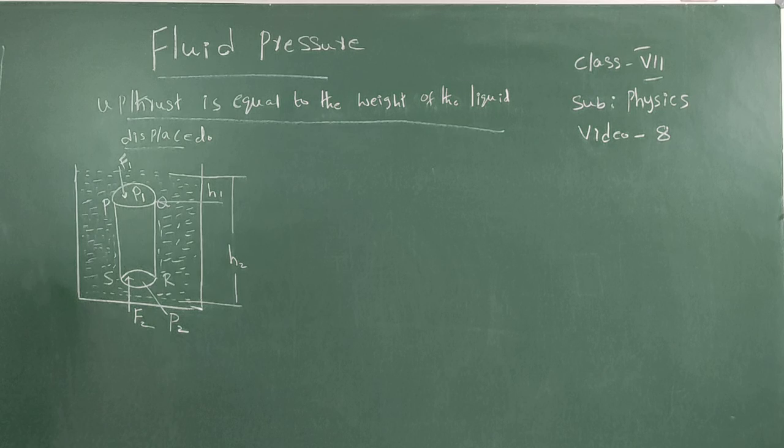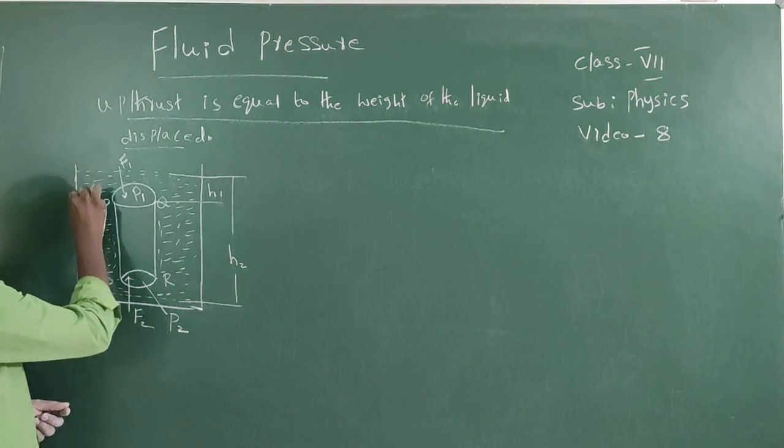Now D is the density of the body. Let the upper surface of the body be PQ and the lower surface be RS. RS of the body will be at a depth of H2 below the free surface of the liquid.